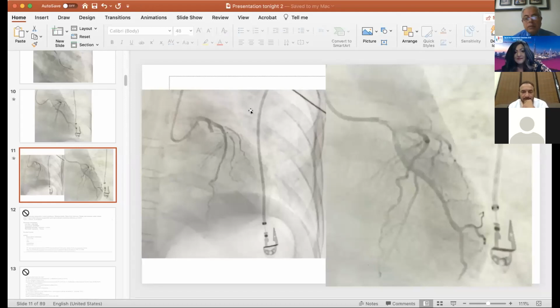Risk of having embolization, I think. Exactly. Thank you both. All right.